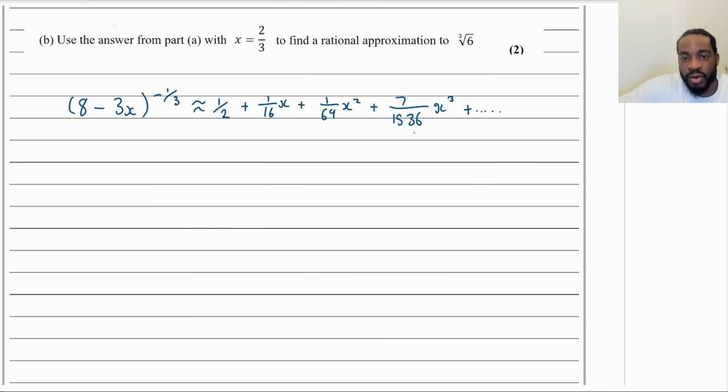It's this thing here, okay? The more terms you have, the better the approximation will be. So how do you go about doing these type of questions? You just plug in the value that they've given you into both sides, okay? So what I'm going to do is plug into the left-hand side first.